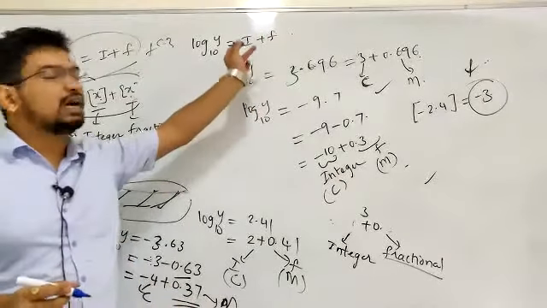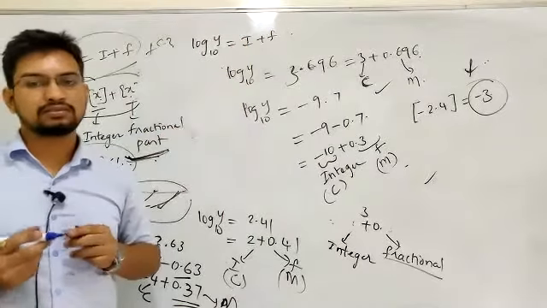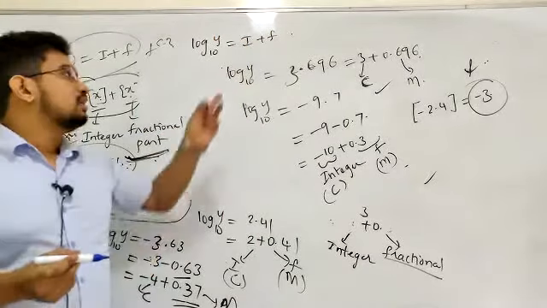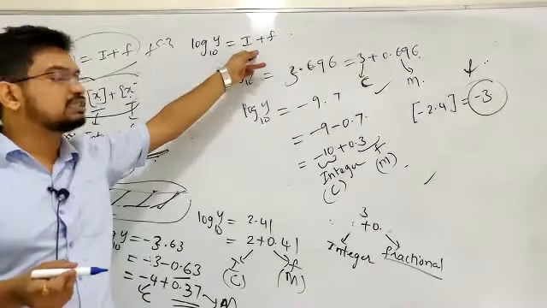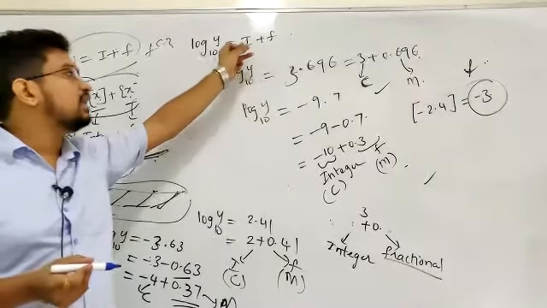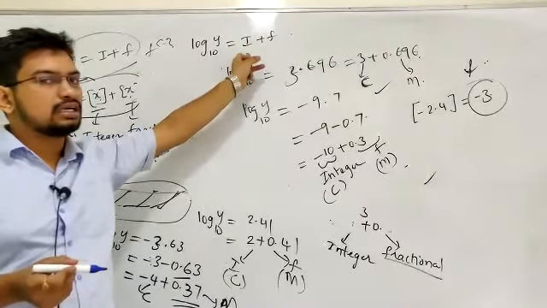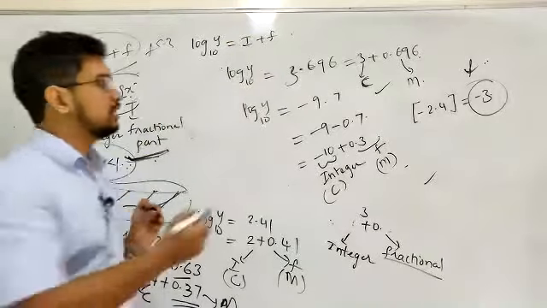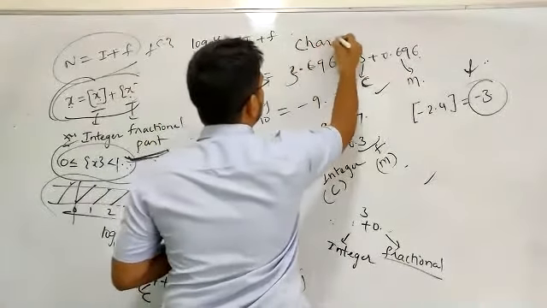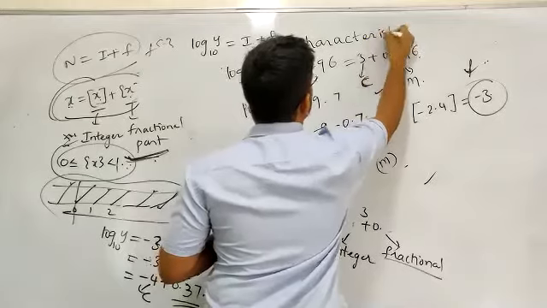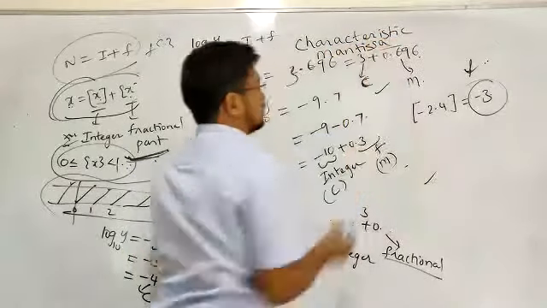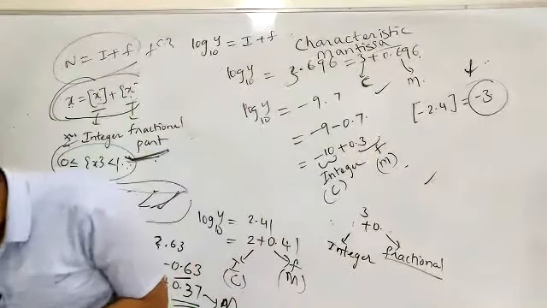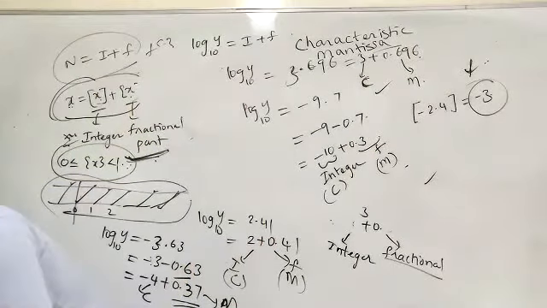Every common logarithm consists of an integer part and a fractional part. The integer part is called the characteristic, and the fractional part is called the mantissa. Right? Next.